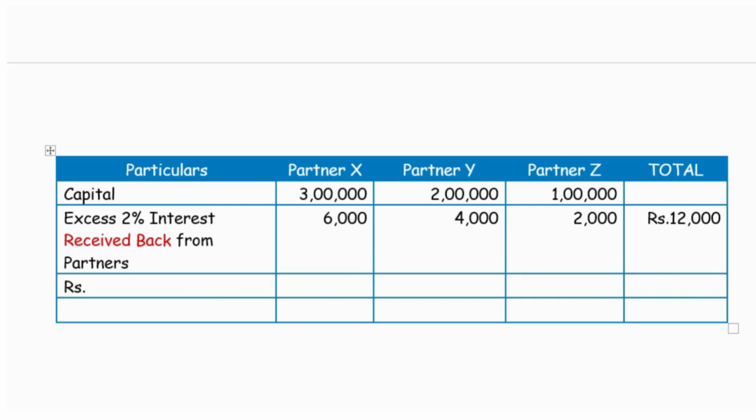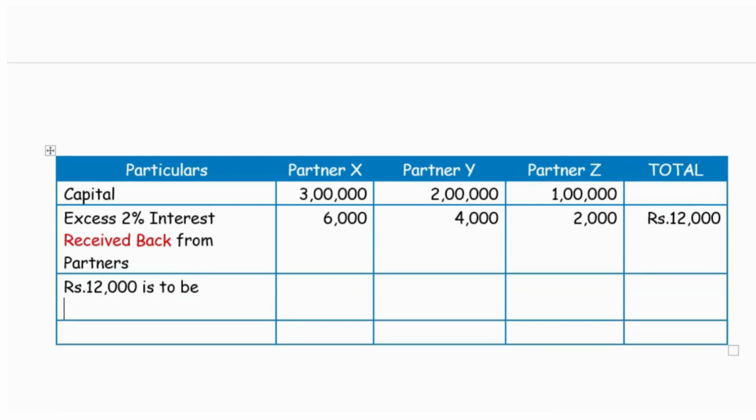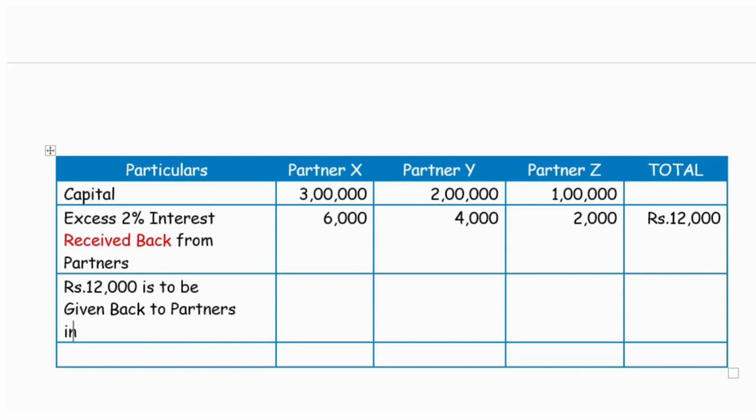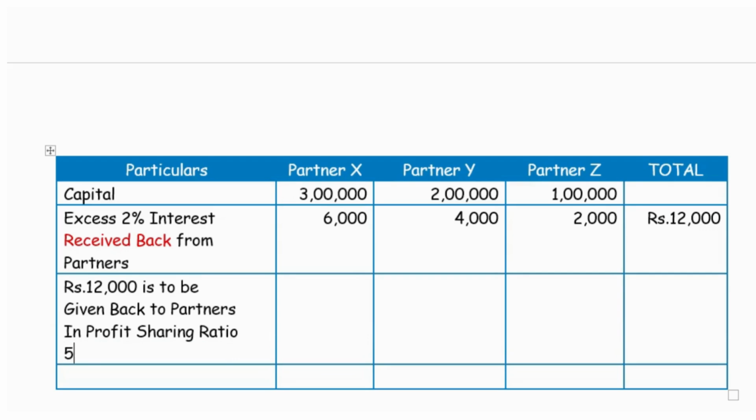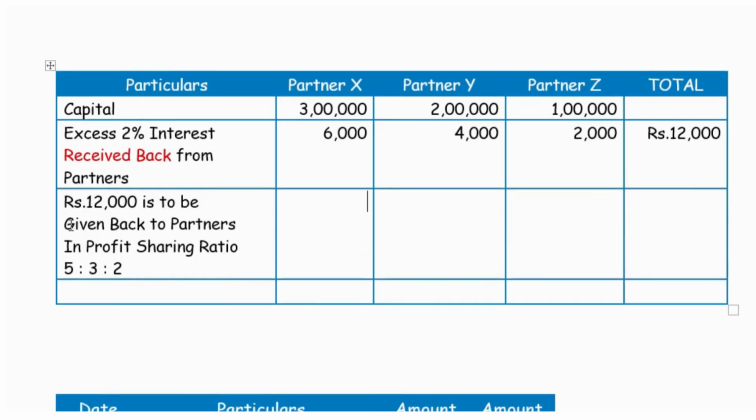And this 12,000 amount is to be given back to partners in profit sharing ratio. This profit sharing ratio is given as 5:3:2. That 12,000, when it is divided, here it is to be given back to partners. That means the partners' accounts will be credited. That is, when you divide the 12,000 in 5:3:2, it works out to 6,000, 3,600, 2,400.